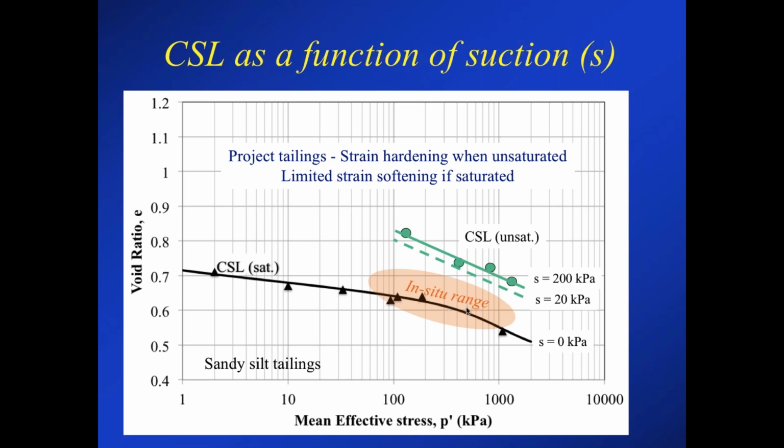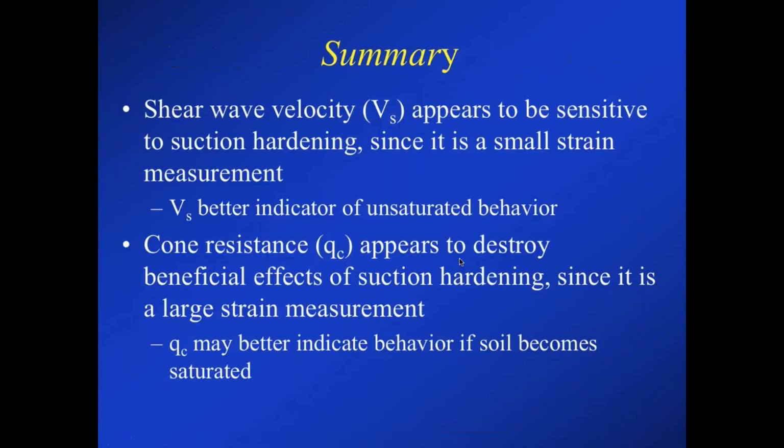Now if I put on the project estimated in situ void ratio range, remember it was roughly from about 0.6 to 0.7, I've extended it down to about 0.55, and this is the stress range, mean effective stress from about 1 atmosphere to 10 atmospheres, and actually I've got it as high as 15 atmospheres. You can see that in terms of the saturated critical state line, it's slightly on the contractive side, but in terms of the unsaturated critical state line, it's on the dilative side.